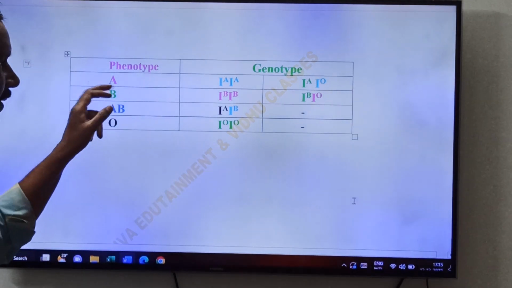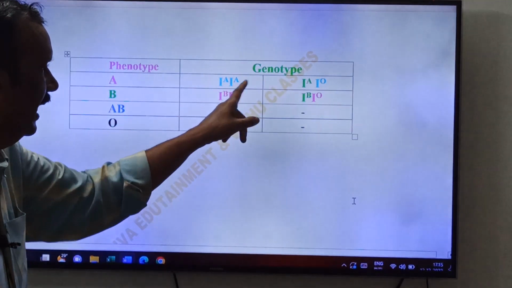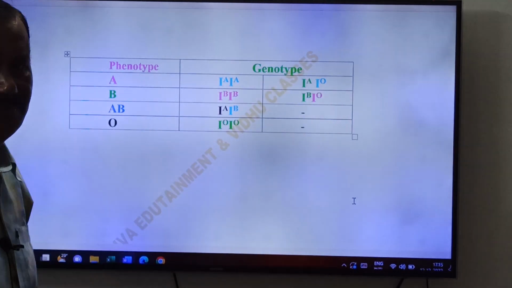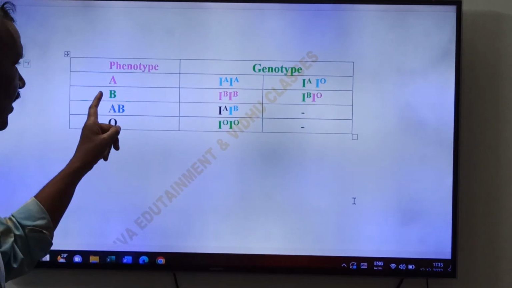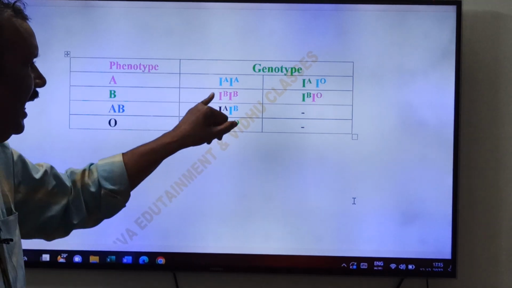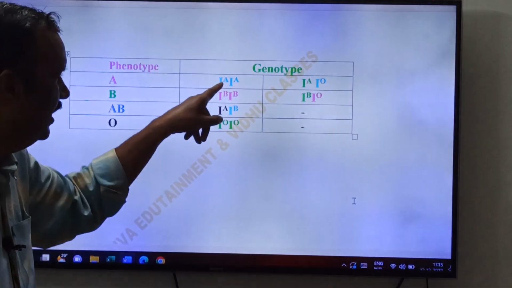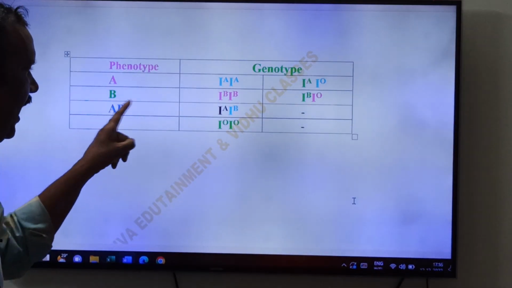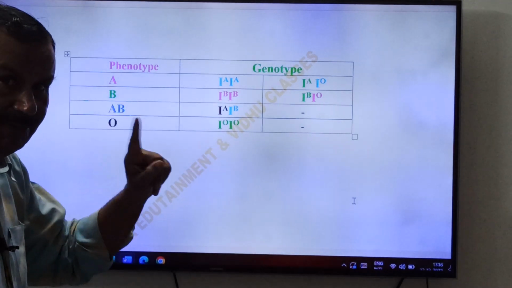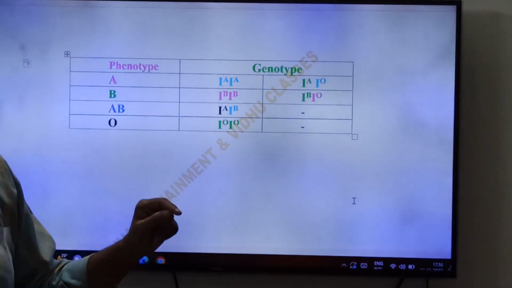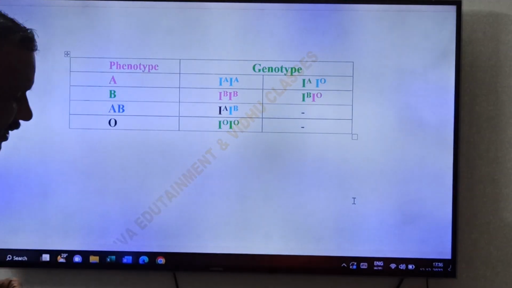Phenotype A, what are the genotypes friends? It has 2 genotypes, IAIA or IAIO. B phenotype, B blood group people have B phenotype. What is their genotype? IBIB, IBIO. This is homozygous friends, this is heterozygous. Now AB people have IAIB, only one type of genotype, that is heterozygous. O people have only one type of genotype, that is IOIO friends.